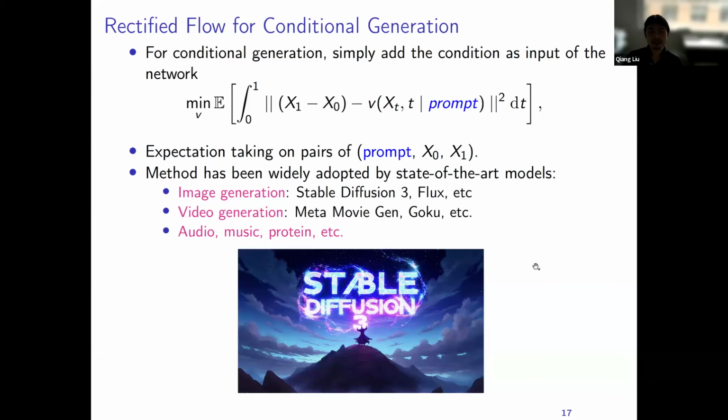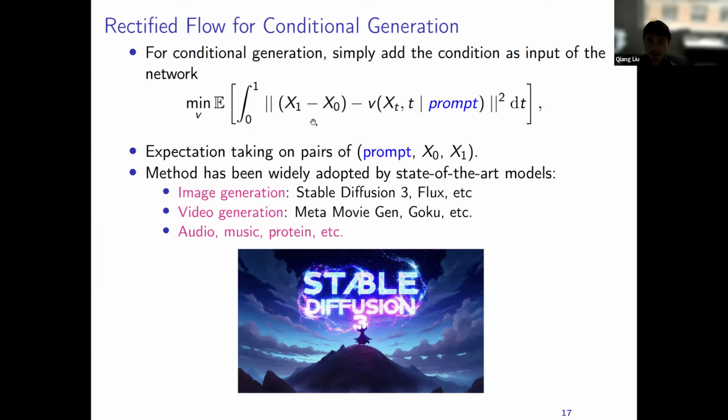It turns out this idea can be naturally extended to conditional generation, where instead of transporting one distribution to another, you also condition on a prompt, right? So in that case, everything is conditional on the prompt. For example, you want to take a text prompt and generate an image. In that case, you really want to estimate a conditional distribution, right?